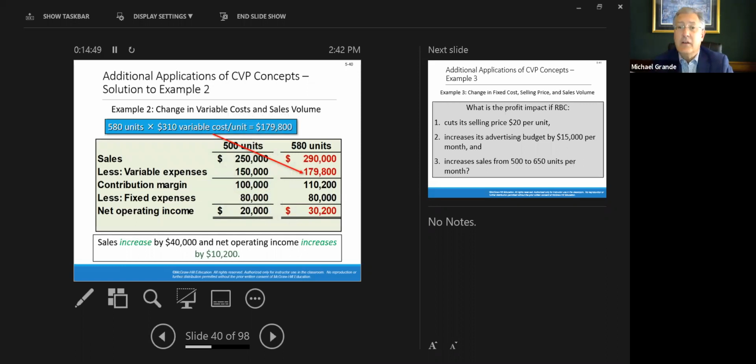So you can see the revenue goes up. It goes up by 80 units times $500. Sales revenue goes up by $40,000. But variable expenses go up as well, right? 580 units times 310. The variable cost per unit was 300. They added $10 to it. So the total variable cost goes up to 179.8. Contribution margin is now 110,200. Fixed cost has no impact on the change. Profit goes up.